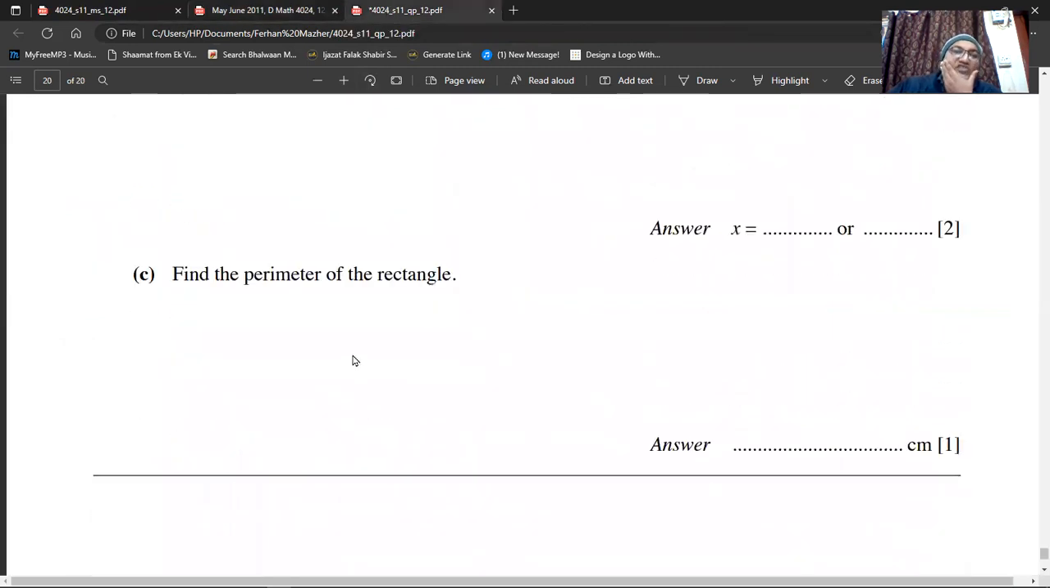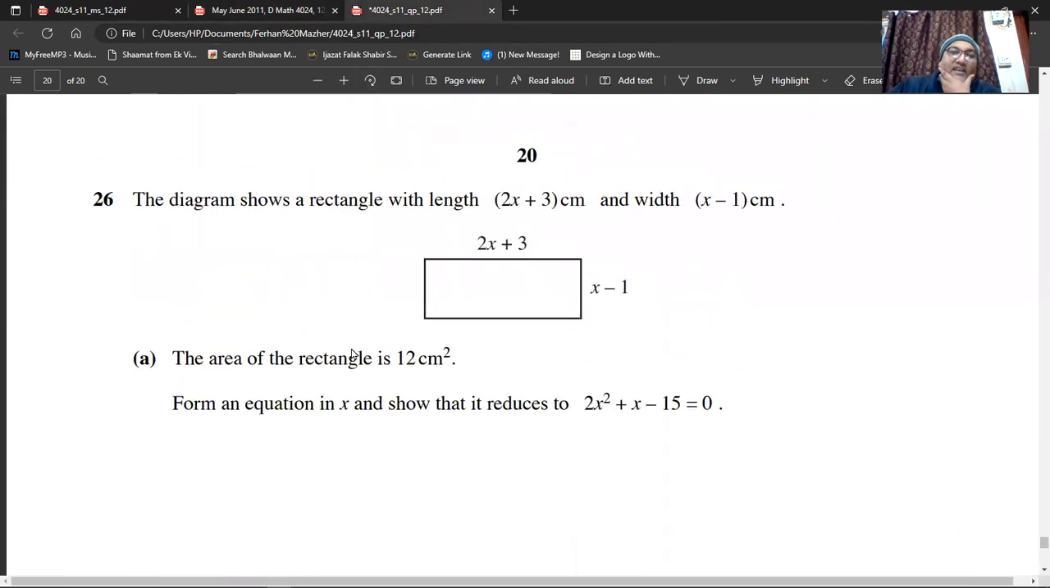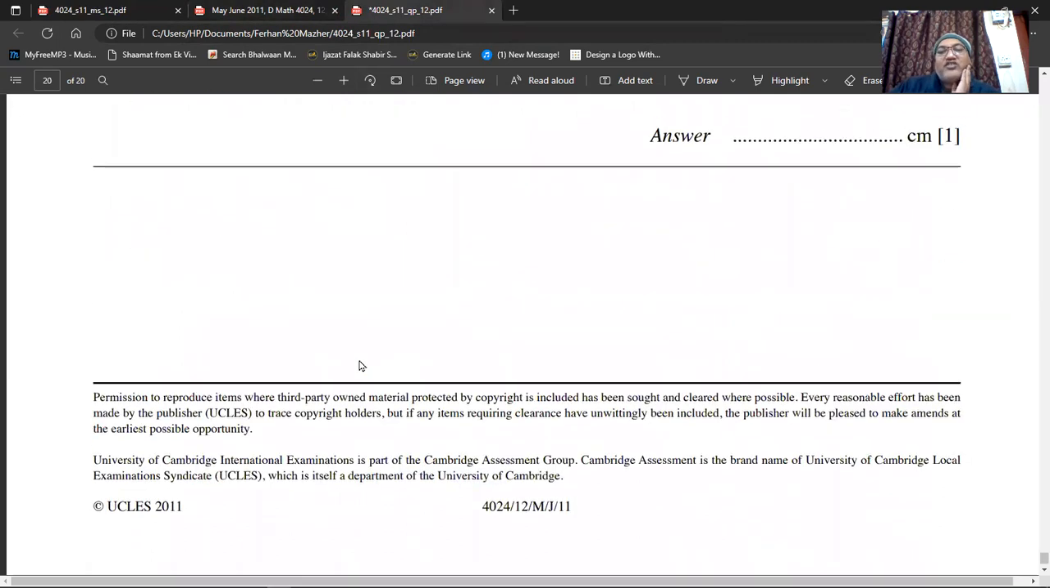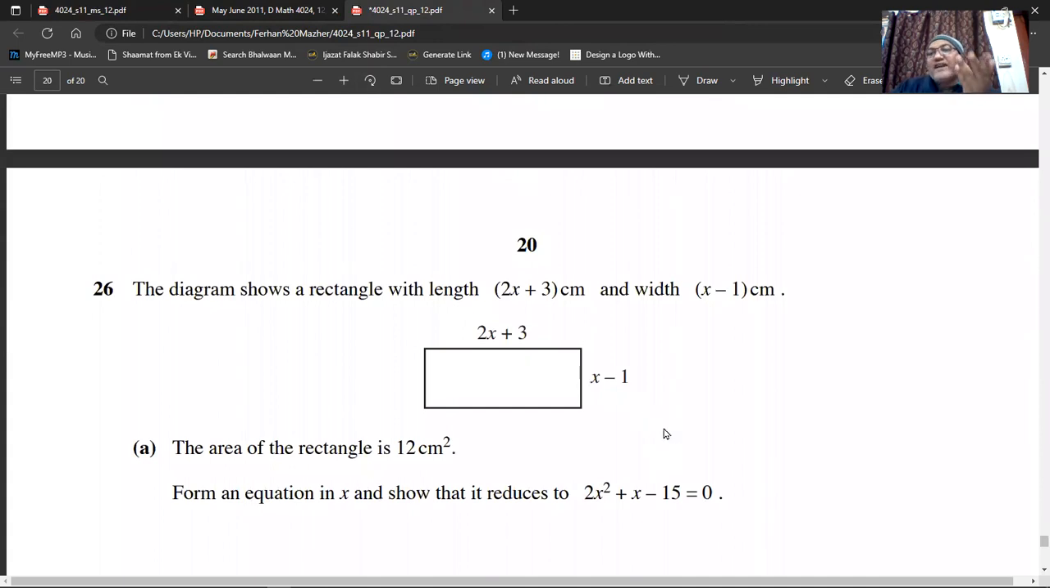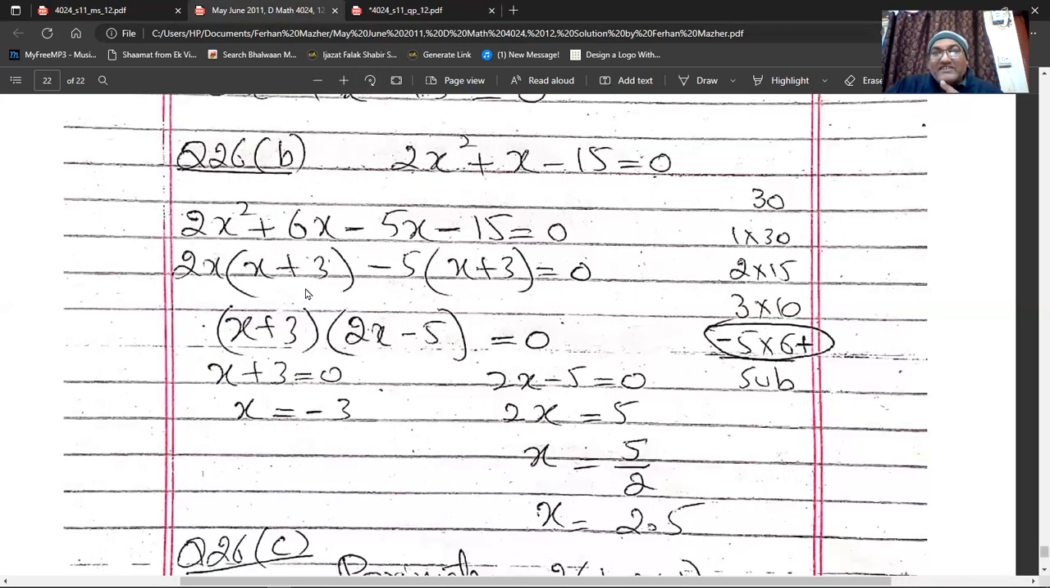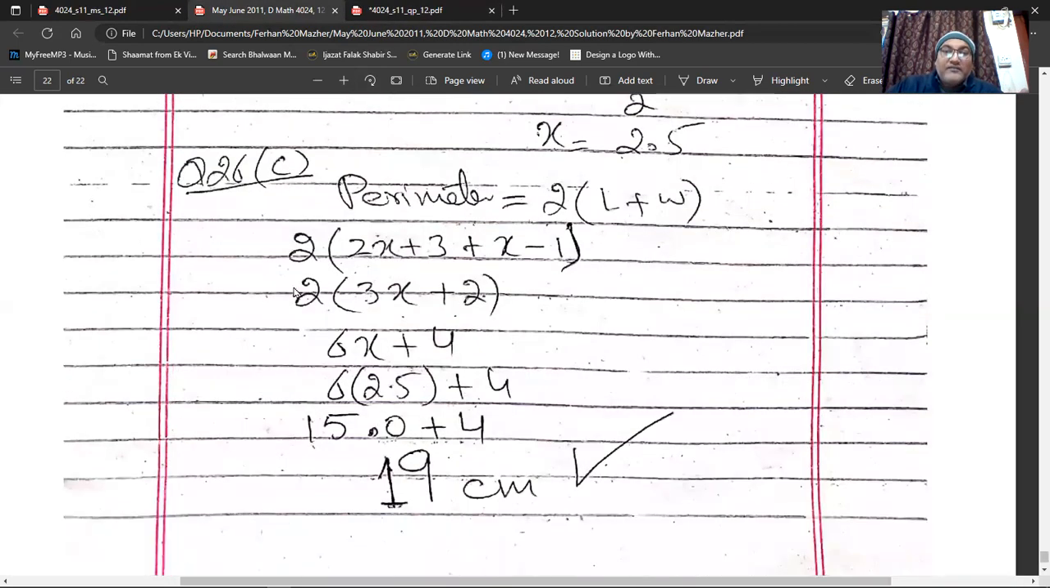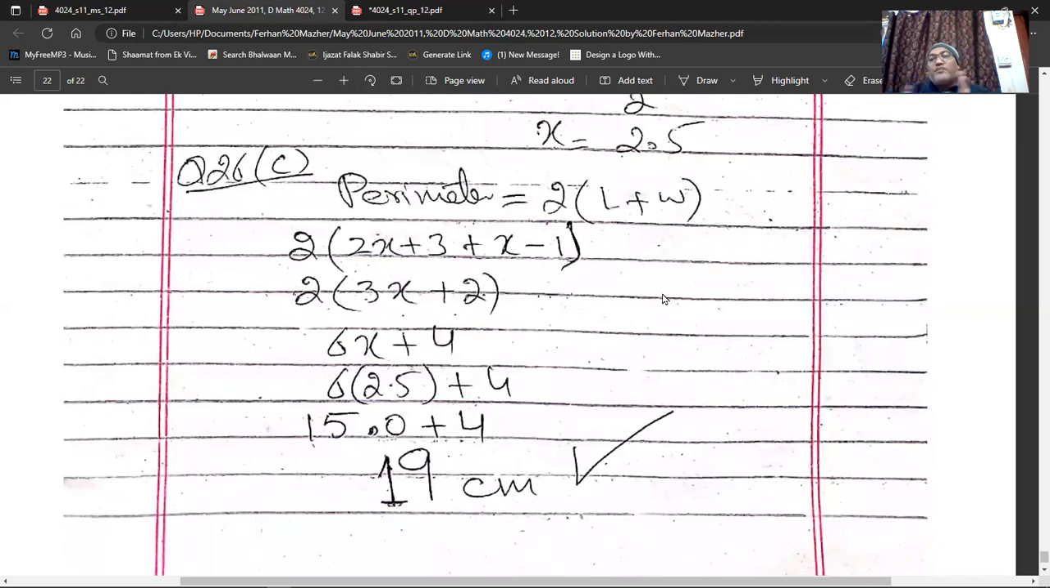Then their question is find the perimeter of this rectangle. This is the last question of this paper, a 1 mark question. The perimeter of a rectangle is 2 into the length plus the width. So length plus width, whatever is the sum, you just double it. So the perimeter is 2 (length plus width). The length is 2x plus 3 plus the width x minus 1. So 2 (3x plus 2). So it will be 6x plus 4.